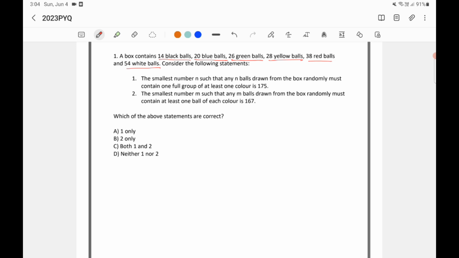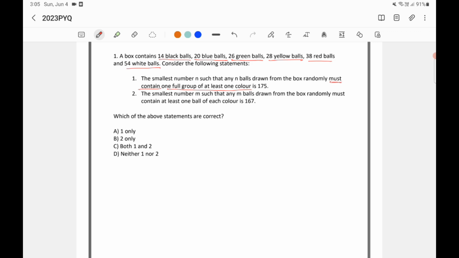The smallest number n such that any n balls drawn from the box randomly must contain one full group of at least one color. Okay, that is 175. So here we are taking one ball at a time randomly, and the statement says that it must contain one full group of at least one color. One full group of black means there are 14 black balls. One full group of blue means there are 20 blue balls. So at what point, taking one ball at a time, can we say that the balls that we have taken out will contain one full group of at least one color?